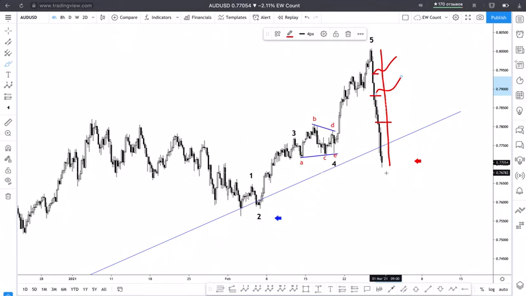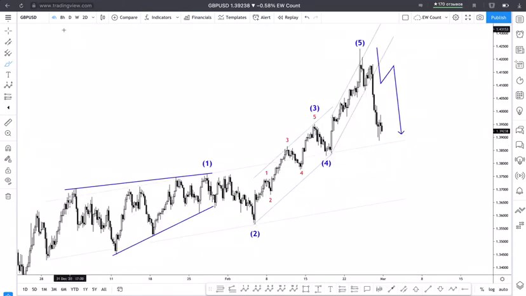When market finished this up move, wave 1, wave 2, 3, 4 and 5, then what we see? First move down and then correction. So you have invalidation level and you have confirmation level to sell. You reduce your risk and market can go down.